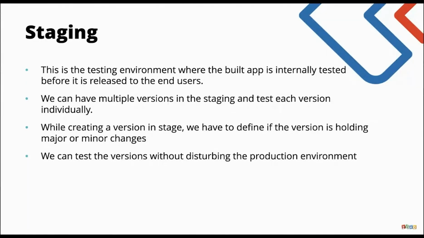And when we are talking about staging, the staging environment is used to test the application internally before releasing it to the end users. We can have multiple versions in the staging, and each version can be tested. When we are creating a version, we have to define whether this version is holding a major change or a minor change. We can test the versions without disturbing the production environment. We discussed how the data is confined to each environment.